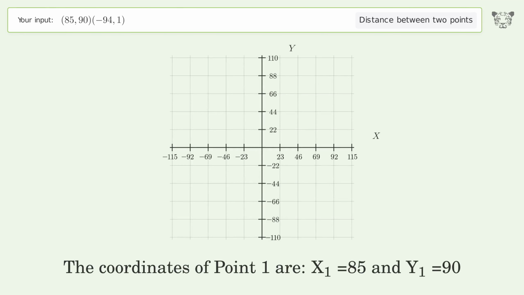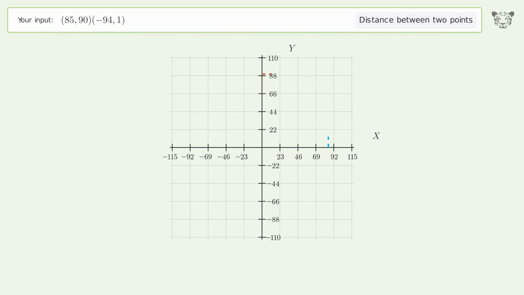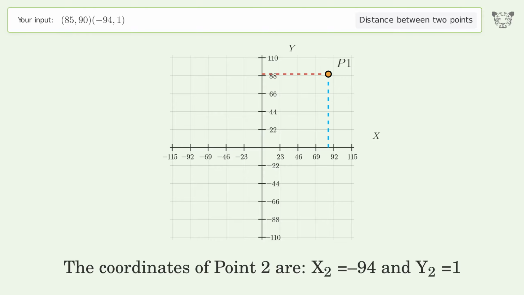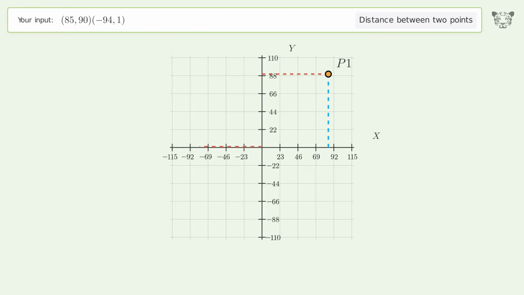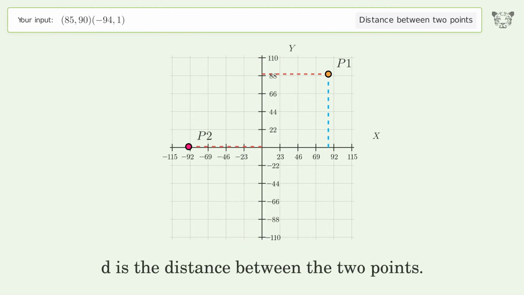The coordinates of point 1 are x1 equals 85 and y1 equals 90. The coordinates of point 2 are x2 equals negative 94 and y2 equals 1. D is the distance between the 2 points.